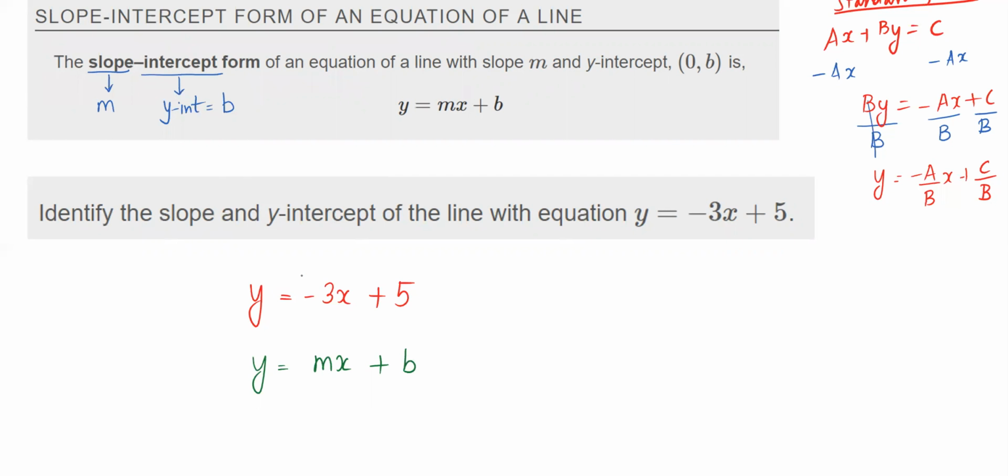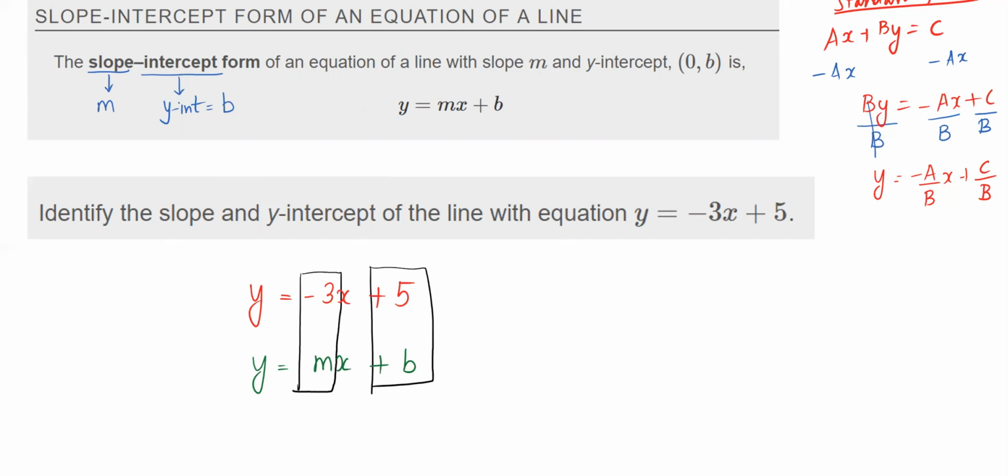You can see that your m maps to the negative 3. Remember, it's just a number. Don't confuse the x with it. Slope is not negative 3x. There's no x in the slope. Slope is simply a number, so it's just negative 3. And your b is the positive 5. If it was a negative 5 there, you would take your b as negative 5.